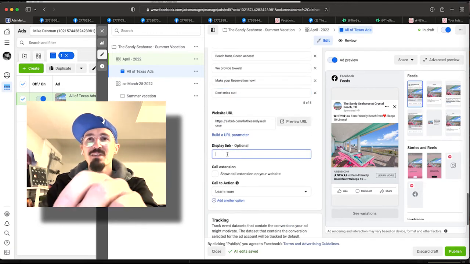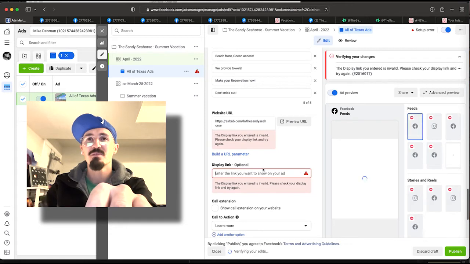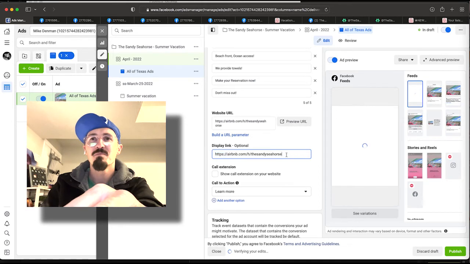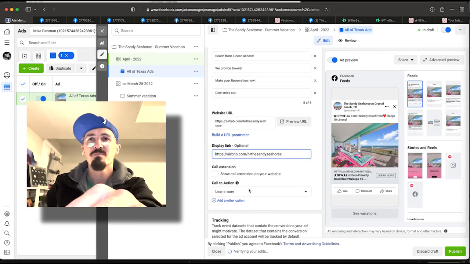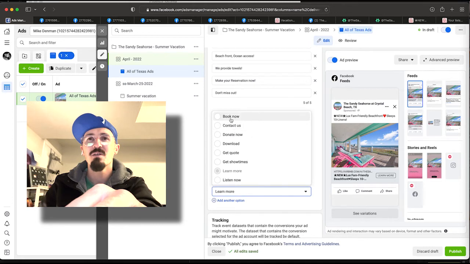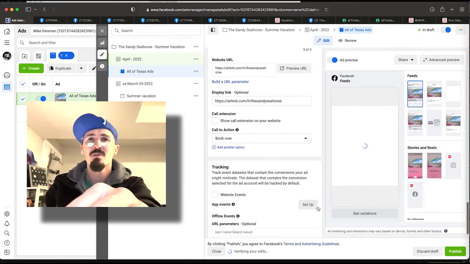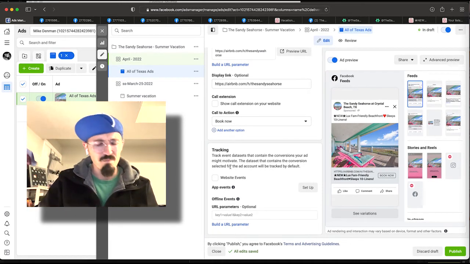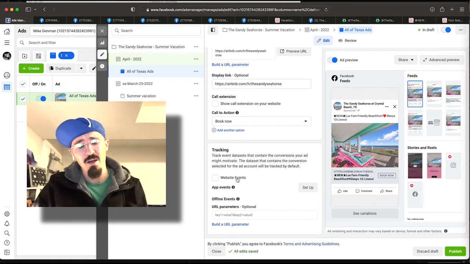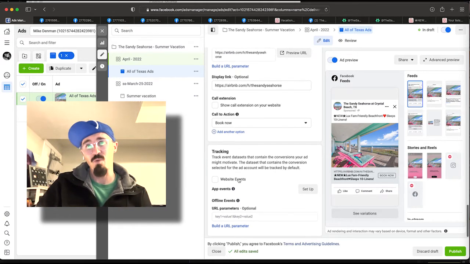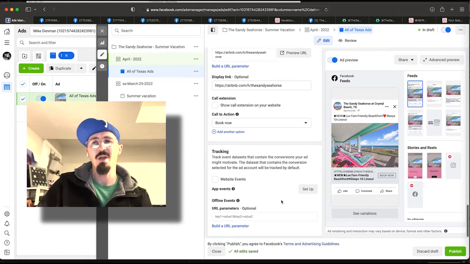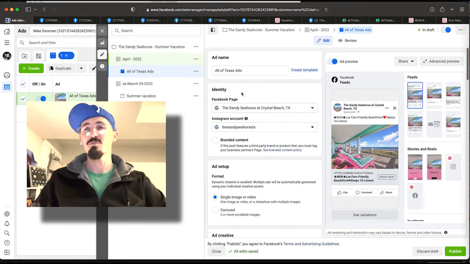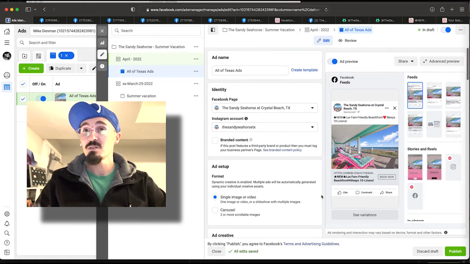Okay, so the display link is going to go to, nope, oops, wrong. The display link is going to be this. Booking, book now. And this is if you had an ability to track what their click goes to. So if you have a website that you can put a pixel on, this is where it's at. I don't have one of those. It's okay. Looks awesome. I feel like it's going to be excellent. I'm just going to go ahead and publish it.